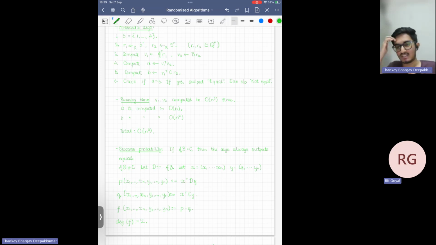Will you recommend some literature, something simple which I can read, some book related to these topics? For PIT, I think most of this is present in the Arora-Barak book, chapter 6 or 7, right? I will refer to that. I don't think Freivalds' algorithm is present, but the Schwartz-Zippel lemma is present.